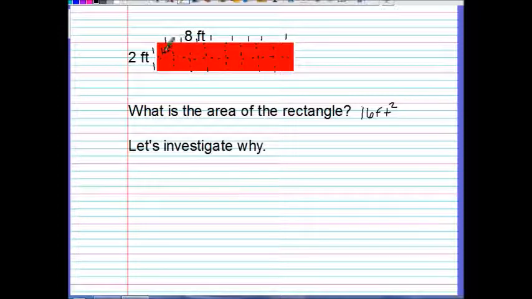Count them up. 1, 2, 3, 4, 5, 6, 7, 8, 9, 10, 11, 12, 13, 14, 15. We have 16 of them. And that's actually what area is. It's the number of single square units that a figure possesses.